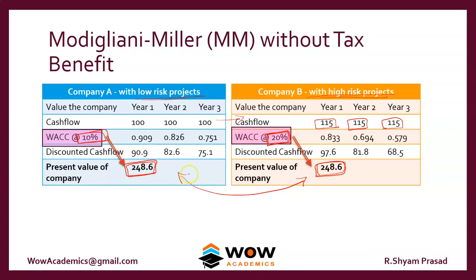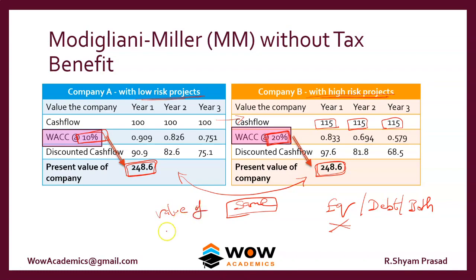What the theory says is the value of the company remains the same irrespective of whether you are in a low risk project or a high risk project. What changes is that the more risk you take, your WACC on loan changes. Your company's cash flow will be discounted at an appropriate rate and it will come to the same value. So it simply says that whether you have equity or debt or both does not matter, because the value of the company is going to be the same.